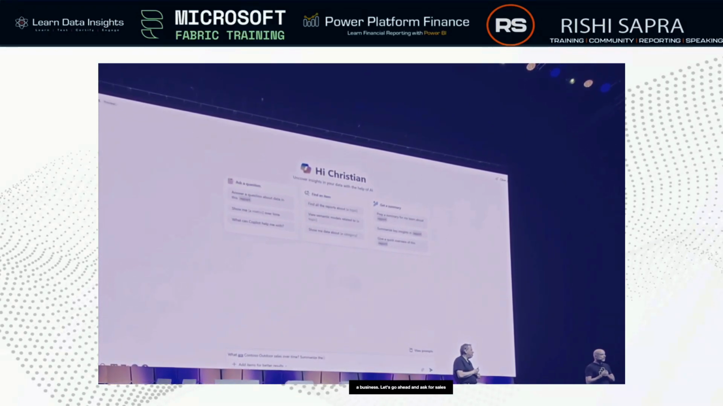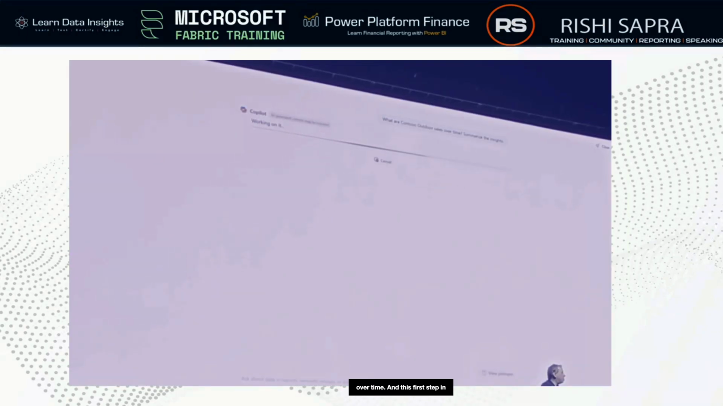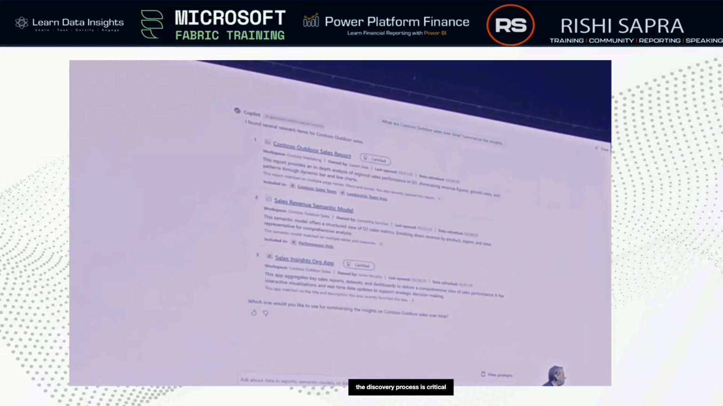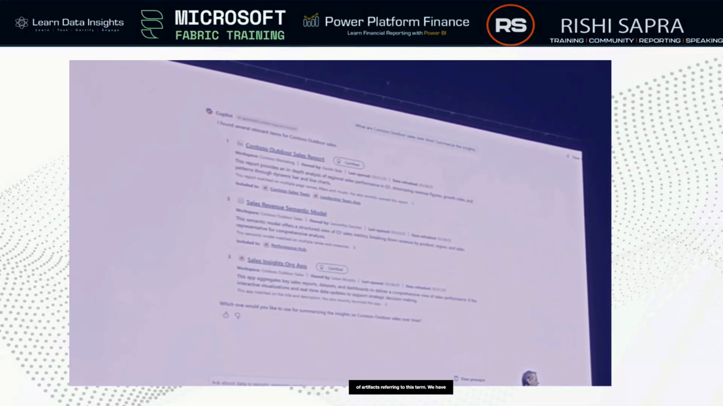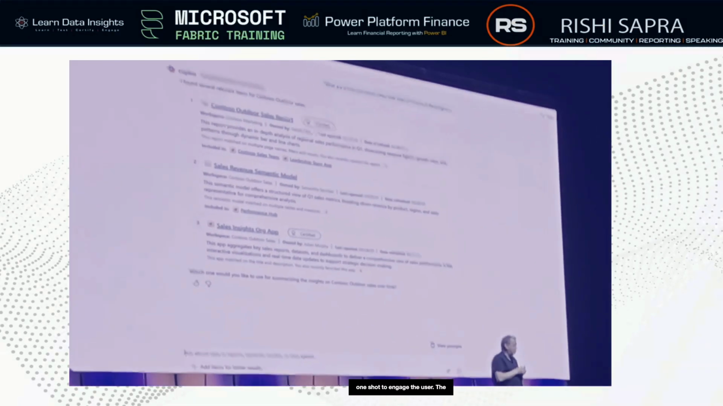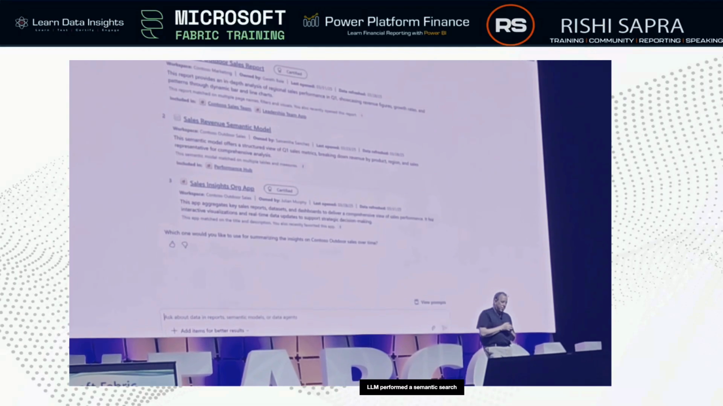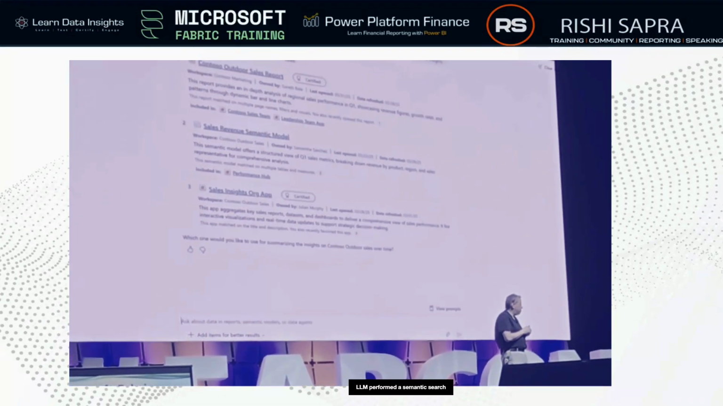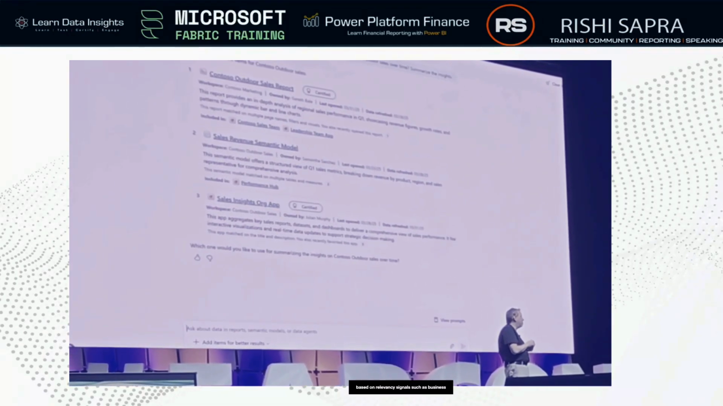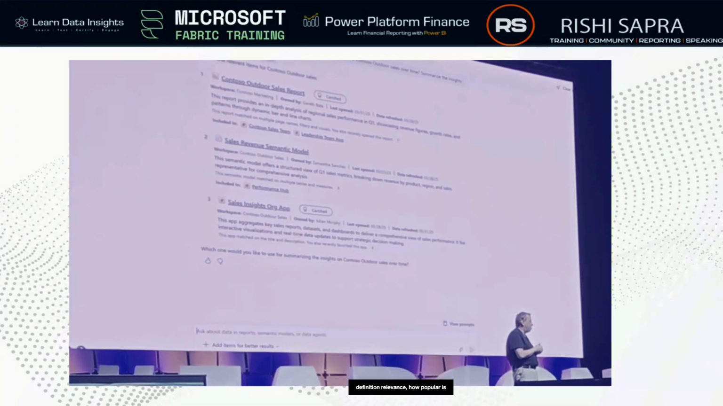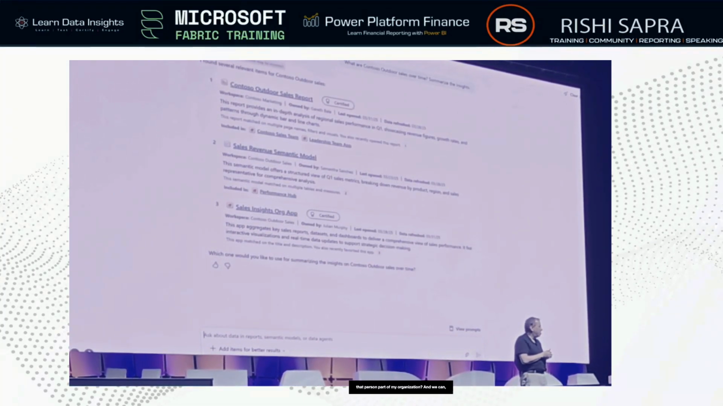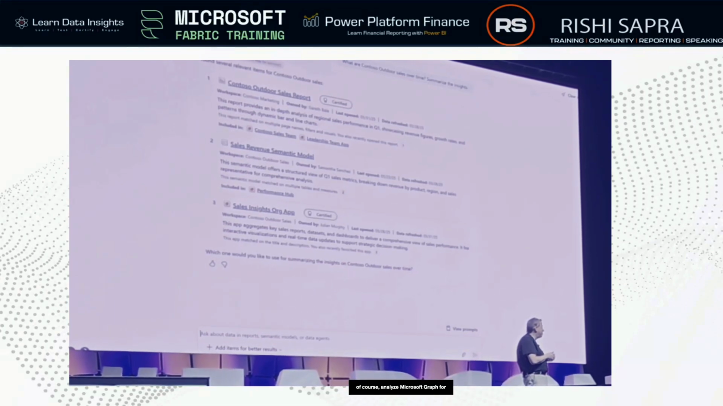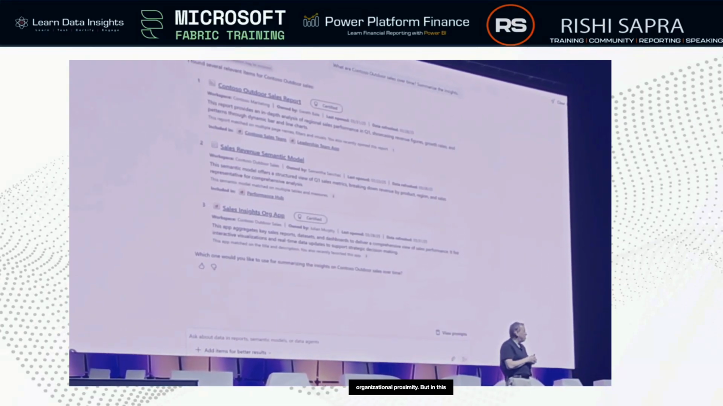Let's go ahead and ask for sales over time. And this first step in the discovery process is critical that we get right. There could be thousands of artifacts referring to this term. We have one shot to engage the user. The LLM performed a semantic search based on relevancy signals, such as business definition relevance. How popular is the artifact? Who created it? Is that person part of my organization? And we can, of course, analyze Microsoft Graph for organizational proximity.